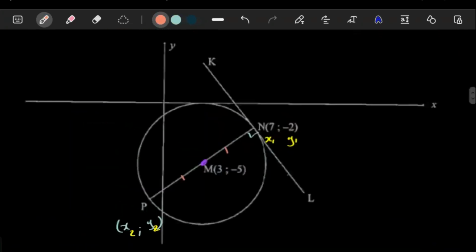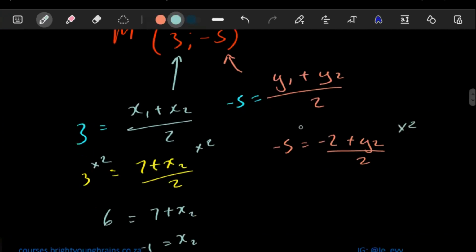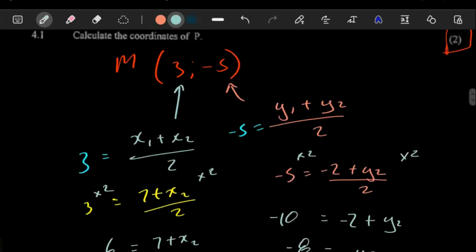We have y1, right, which is like a negative 2. So here, negative 2 plus y2 over 2. To get rid of the 2, you multiply on both sides, negative 10. And then here, obviously, we want to take the negative to the other side. Negative 10 plus 2 is going to give us negative 8. Oh, this seems accurate. Negative 1 and negative 8.